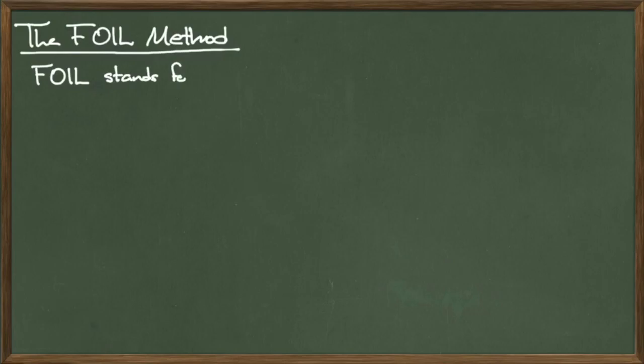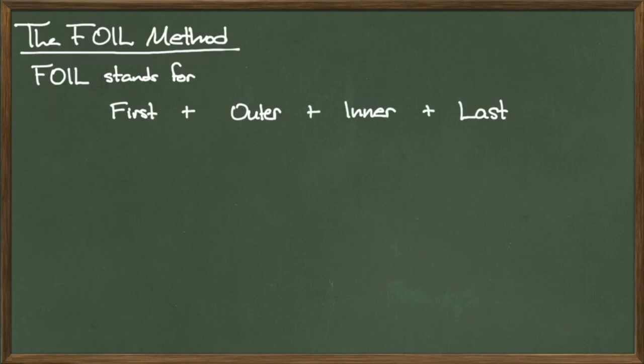FOIL is an acronym that stands for first, outer, inner, and last. This is a good word to remember because it helps you remember the order in which you are supposed to multiply certain terms. Once that multiplication is done, we add everything together.